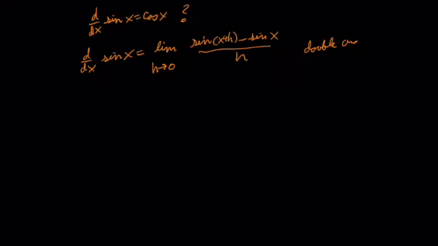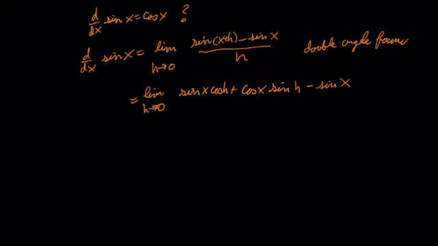The derivative of sine of x, if we go back to our definition, is the limit as h goes to 0 of sine of x plus h minus sine of x over h. I can then use the double angle formula. That gives me the limit as h goes to 0 of sine of x cosine h plus cosine x sine of h minus sine of x, all over h.